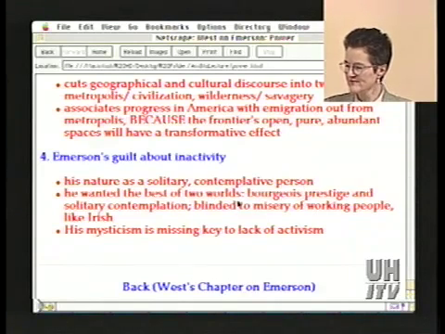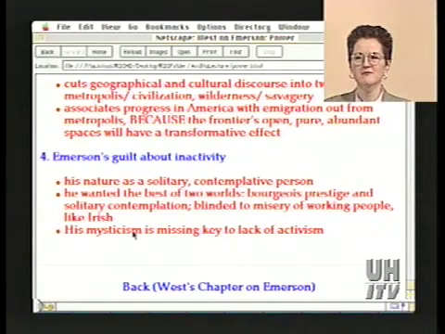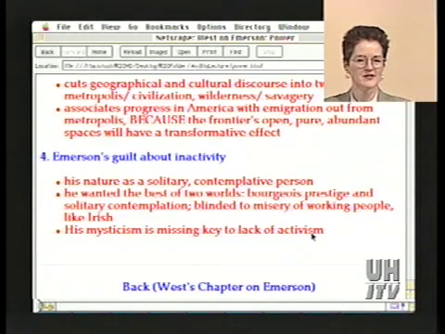He wanted the best of two worlds, according to West: bourgeois prestige and also solitary contemplation. He was blinded to the misery of working people like the Irish. So you'll see quotes in Cornel West's chapter where Emerson's walking down the streets in New York and he sees the Irish getting off the boat, and he says, in a few months they'll have worked hard and they'll earn new clothes and they'll dress better and they'll be more civilized. Isn't that great? And Cornel West says that Emerson's mysticism is the missing key to his lack of activism. That transparent eyeball passage is very revealing in that regard.